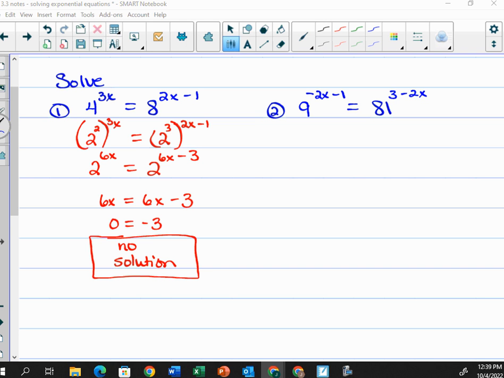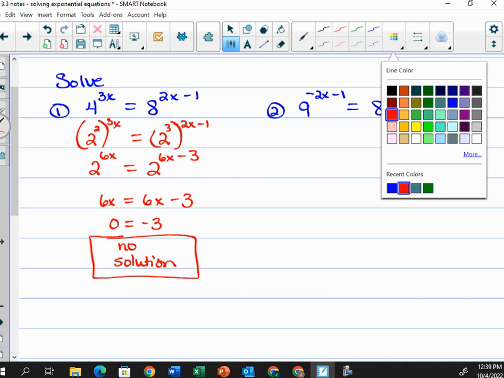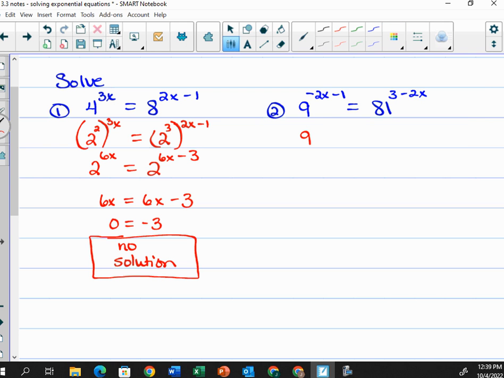All right, guys, let's go through it. Multiple ways to get there, either a base of 3 or a base of 9. I'm just going to use a base of 9, so I only have to change one side. 81 is 9 squared. So this is going to be 9 to the 6 minus 4x.